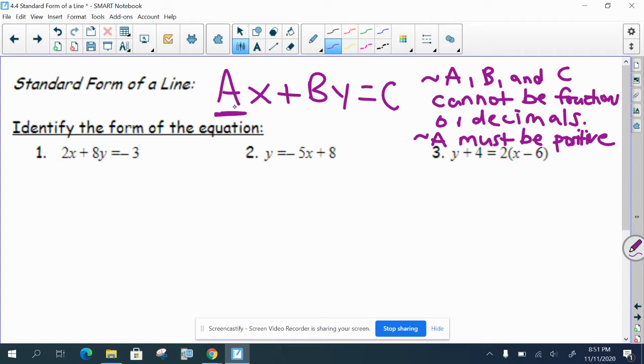Or in another video, you learned how if one of these a, b, or c was a fraction, you would multiply the whole thing by the denominator of that fraction to clear the fractions. So you probably have looked at 1 through 3 already. And if not, go ahead and take a second to figure out what kind of forms of the equation these are.